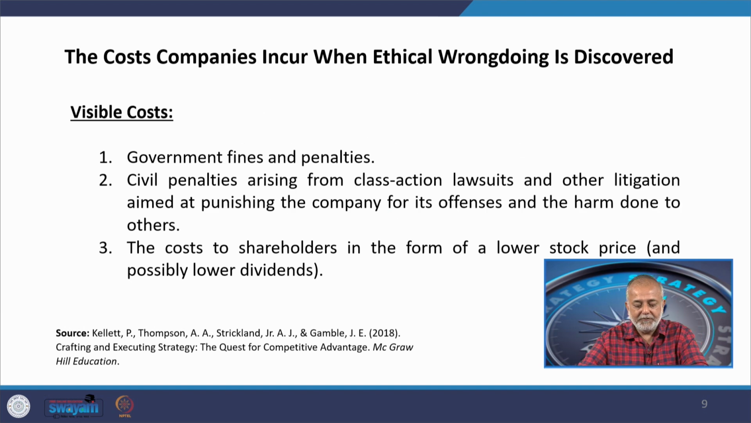Now, the cost companies incur when ethical wrongdoing is discovered. These are the costs directly associated with the whole situation, and that is why ethics can be called a strategy from the perspective of the cost itself, and the gains which we will be talking about in due course add immensely to this argument when we say ethics is strategy. So, visible costs are there: government fines and penalties, huge litigation costs, penalty costs and so on. Every day you would hear that the government has levied these kinds of fines on these kinds of organizations, and extra taxes they have to pay. Several news clippings are there, just Google that.